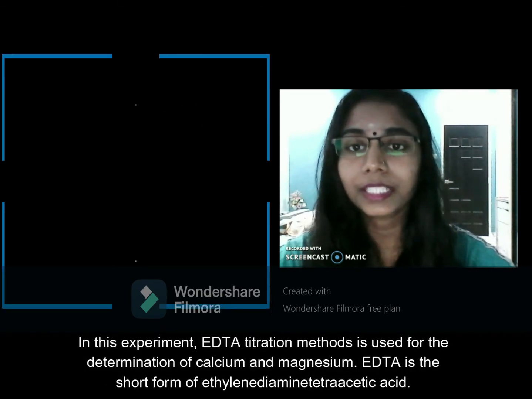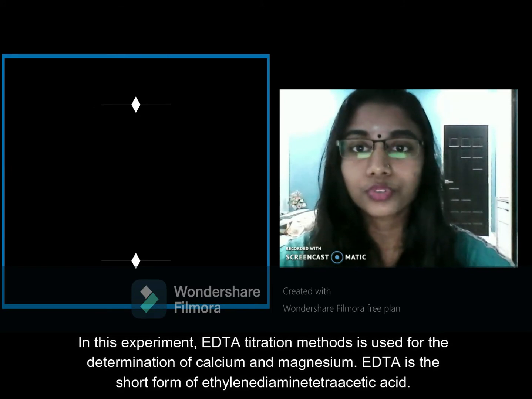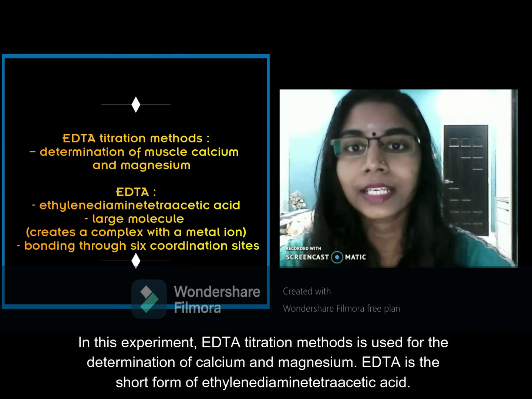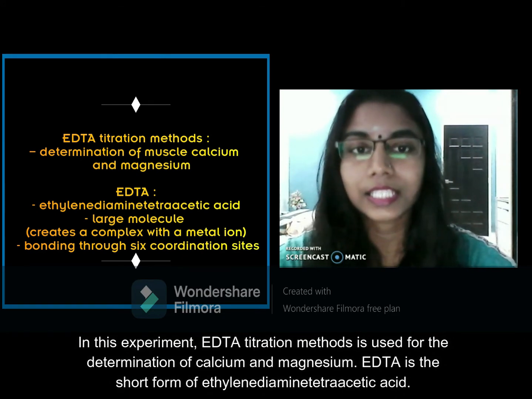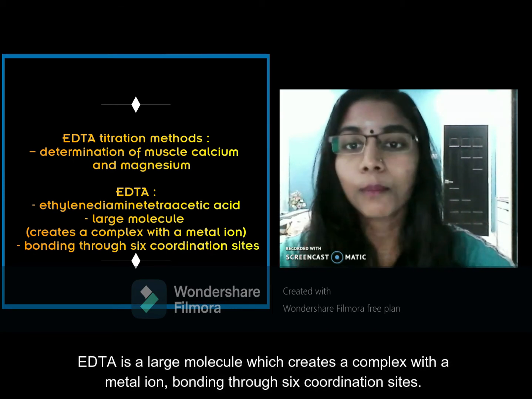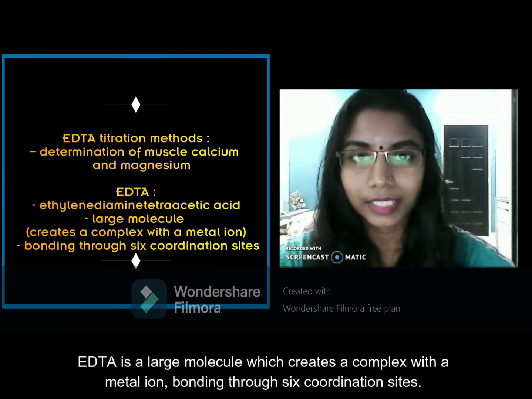The experiment that we selected under the titration topic is titrimetric analysis of calcium and magnesium in muscle. In this experiment, the EDTA titration method is used for the determination of calcium and magnesium. EDTA is the short form of ethylenediaminetetraacetic acid. EDTA is a large molecule which creates a complex with a metal ion, bonding through 6 coordination sites.